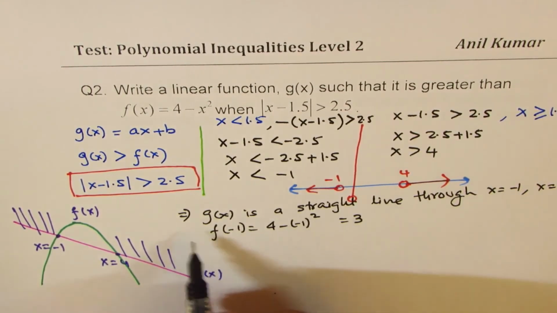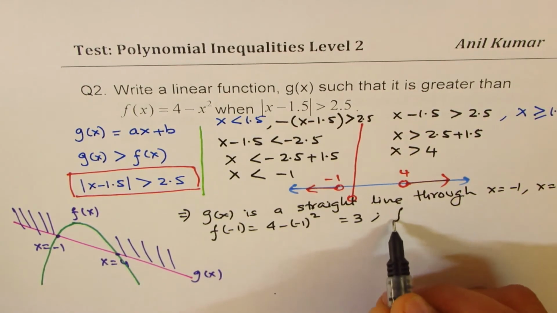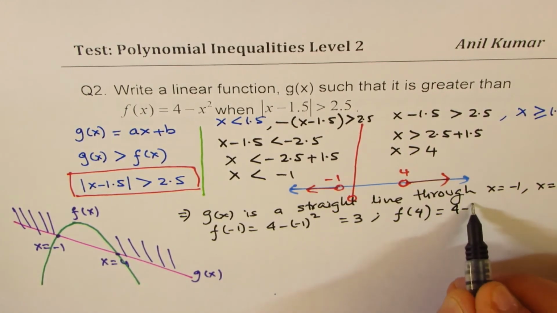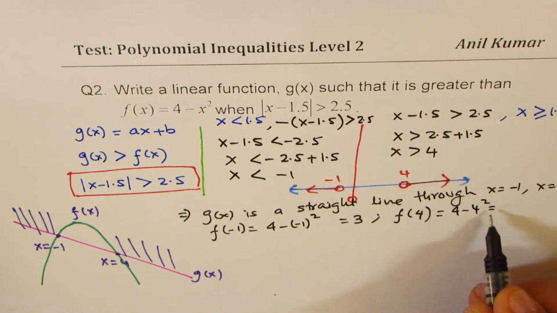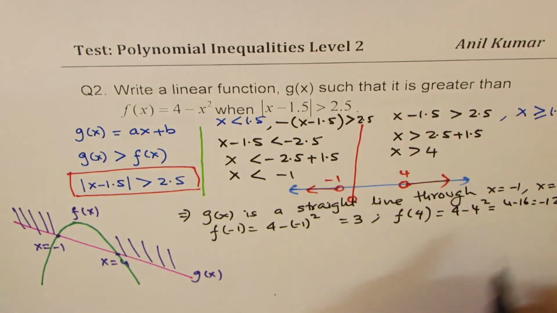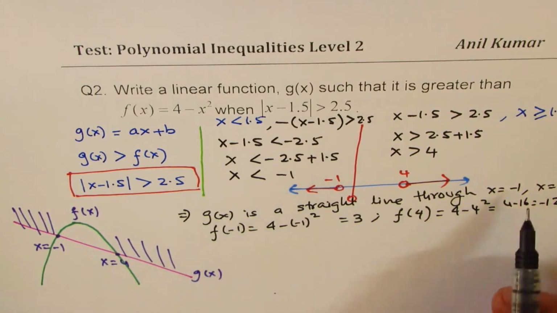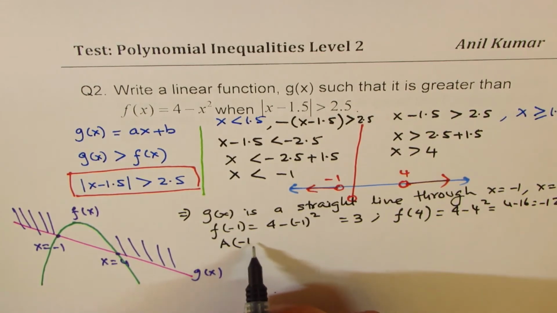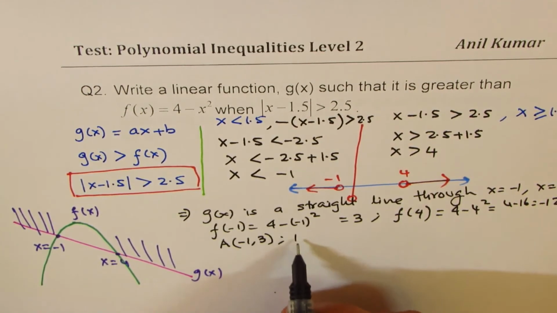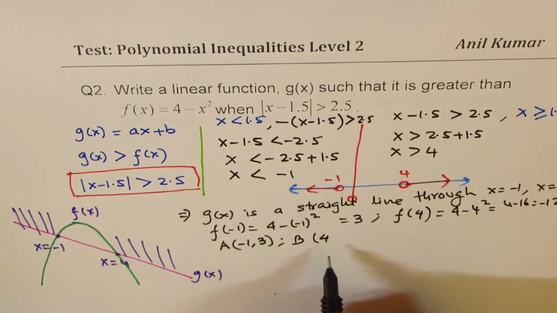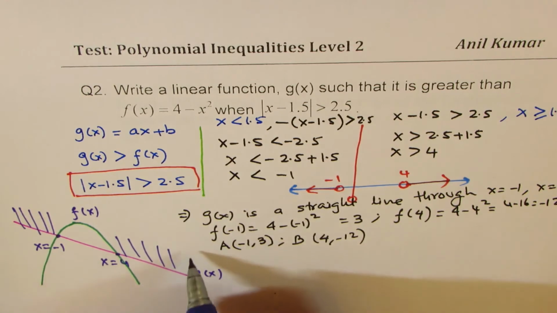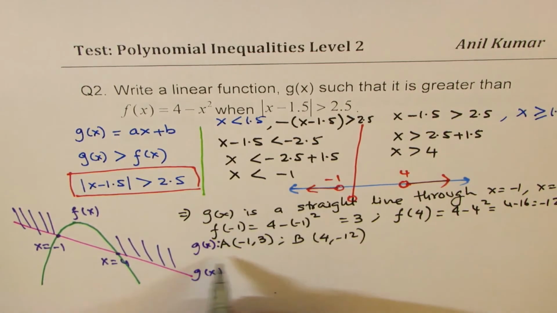The other value is f of 4, and at 4, the value will be 4 minus 4 squared. That gives you 4 minus 16, or minus 12. So that means g of x passes through point A, which is minus 1, 3, and B, which is 4, minus 12. So that is how you are getting the line, correct? So we are saying that g of x is a line which goes through these 2 points.